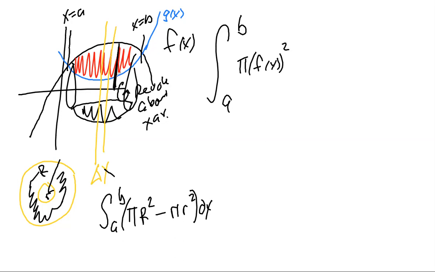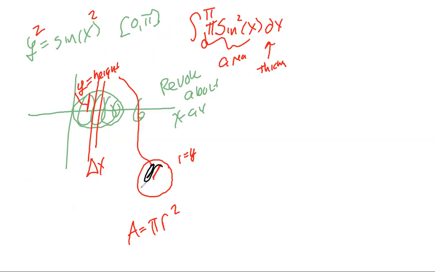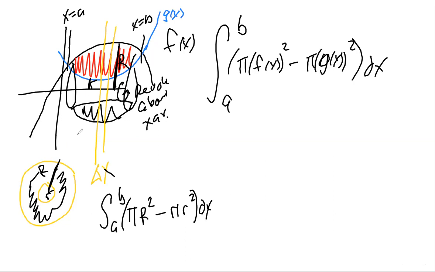F of x is giving us the height. That right there is our big R, corresponding to that R down here, minus pi times the little radius squared. That right there is our little r, which is our g of x. So we have g of x squared, and that would be a dx. So that would be a washer method. So the shell method, nothing's missing. It's a solid disk. The washer method, we're missing a piece out of it, and that's the big difference here.